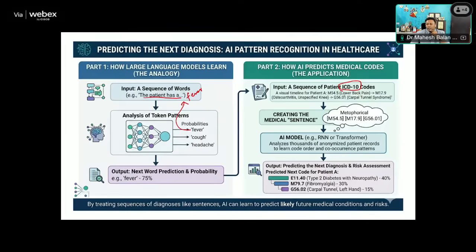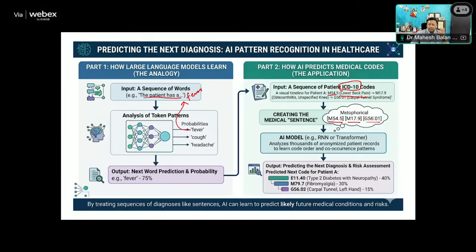So what I can do is, let's assume this is again synthetic, made-up data, purely for educational purposes. Lower back pain, I can call it something like M54.5, and then something else and something else. For a given patient, I can create lots of sentences. For this patient, M54.5 followed by 17.9 followed by G56.01. That is just one sentence about this patient, which literally means these are the most recent codes or medical events that the patient engaged with, in that order.